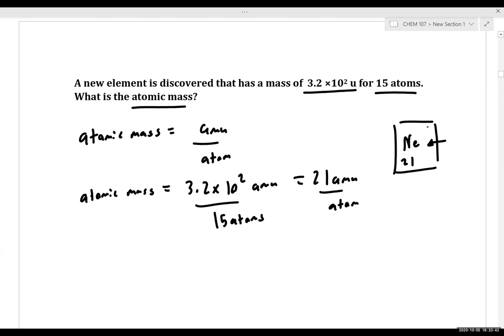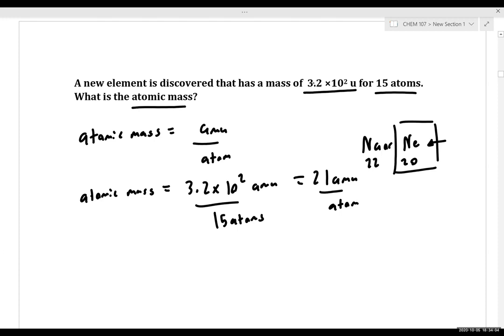It's not exact, but neon would be a reasonable assignment. Can I also say sodium? Yep, sodium. Yep. We don't have enough precision to tell right now.